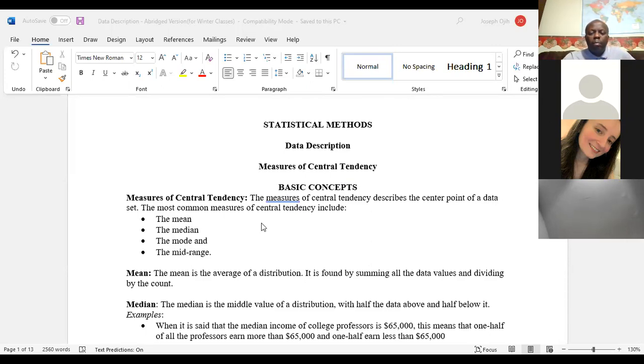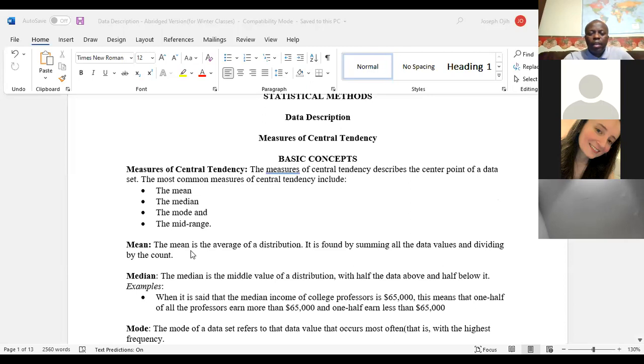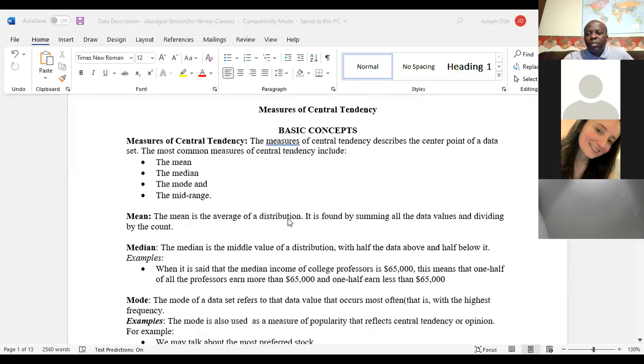Now, the most common measures of central tendency we use include the mean, median, mode, and mid-range. Of course, the mean is the average of the distribution. We find it by summing all the data values and dividing by the number of values. So we can say that the average age of students in a college is 25 years. Or the average income of a teacher is so and so amount.